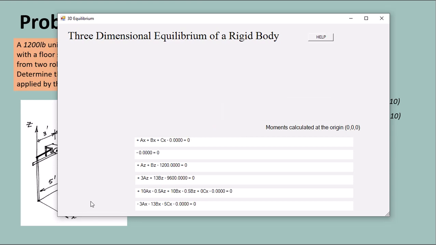All loads added. We get the equations of equilibrium. There are 5 equations, 1, 2, 3, 4, 5 equations, whereas the y component of force balance is 0 equals 0. There are no forces in the y direction. We have 5 equations and 5 unknowns: ax, bx, cx, az, and bz. You have to solve the 5 equations for the 5 unknowns.